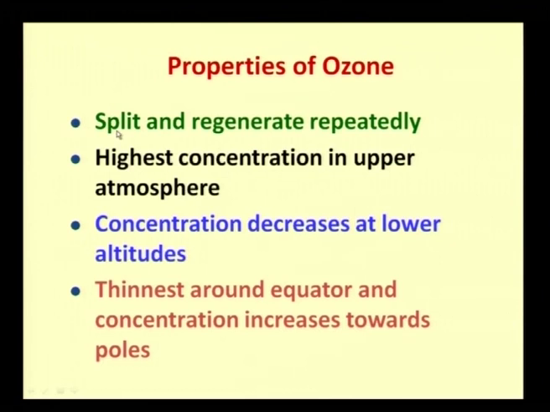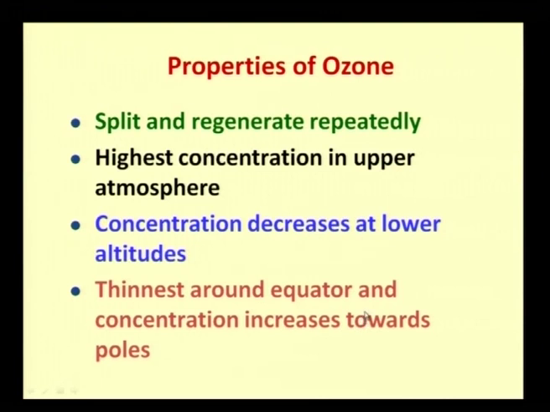Some other properties: it is splitting and regenerating repeatedly. It has the highest concentration in the upper atmosphere, and the concentration decreases at lower altitude. It is thinnest around the equator, and the concentration increases towards the poles.